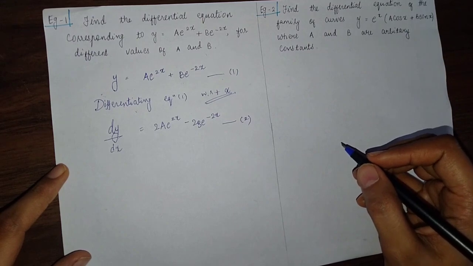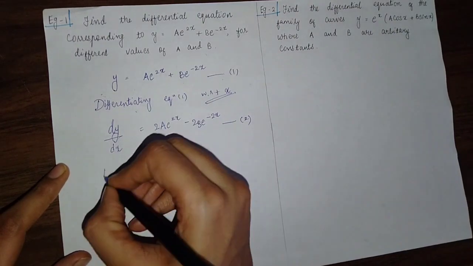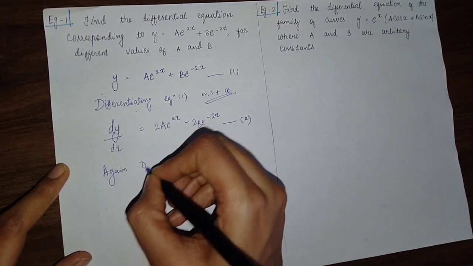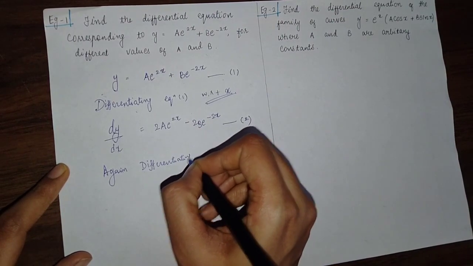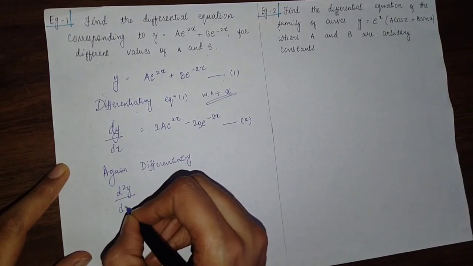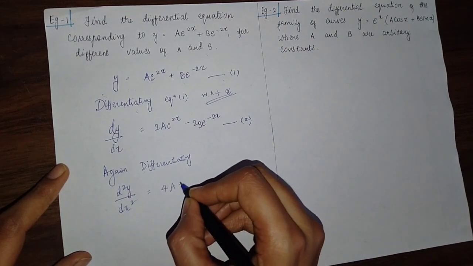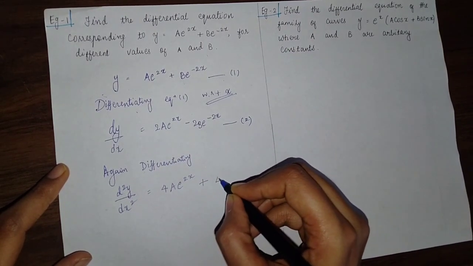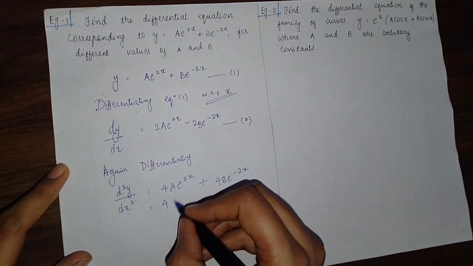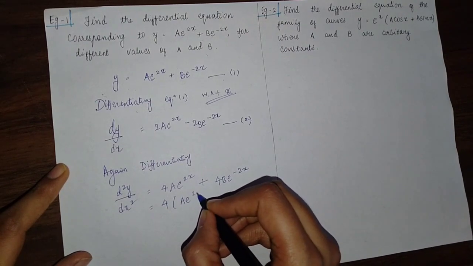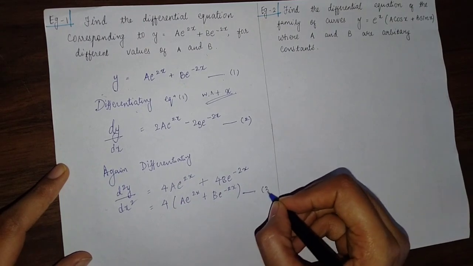Now your next step is to differentiate this equation again. So, again differentiating, what will you get? d square y by dx square, and that is equal to 4a e raised to 2x plus 4b e raised to minus 2x. And if I take 4 common, then what I will get? 4 times a e raised to 2x plus b e raised to minus 2x. And this is equation number 3.